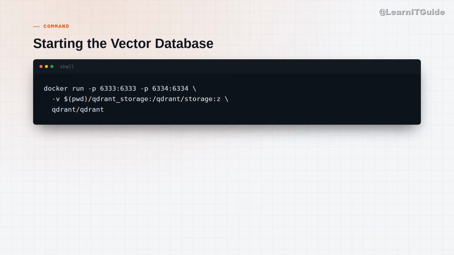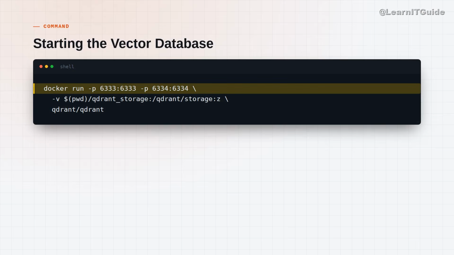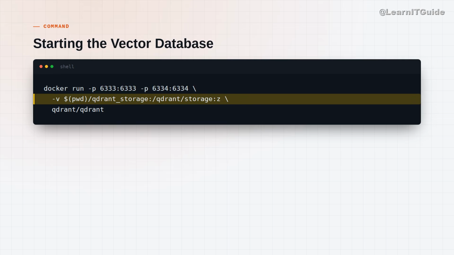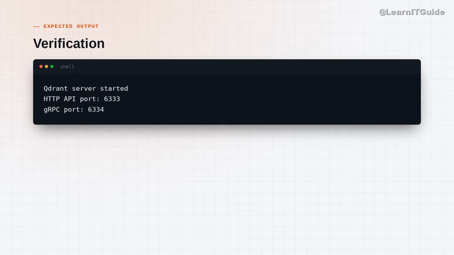To start, we pull and run the Qdrant database using Docker. We map the standard ports so our application can communicate with it. We also mount a local directory for persistence so our data survives a container restart. The command is on screen now. Run it and you will see the database spin up and initialize its storage engine. If everything worked, you should see the confirmation lines on screen.